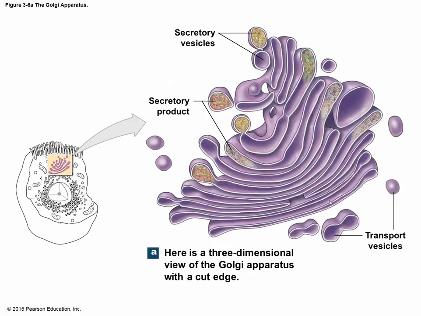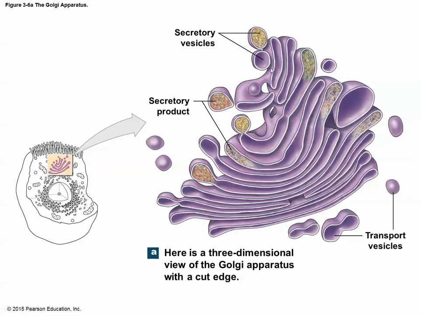All right, so here's a picture of it. Here's what we mean by stacked dinner plates. And these are transport vesicles coming from the endoplasmic reticulum. These were once part of the endoplasmic reticulum that pinched off and are carrying probably protein products or other products to the Golgi apparatus that will then be further modified.